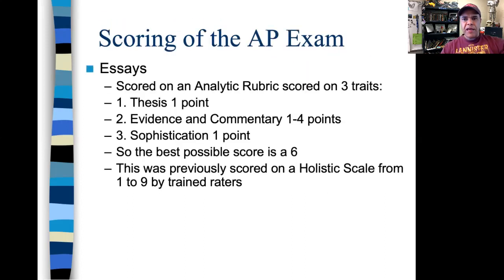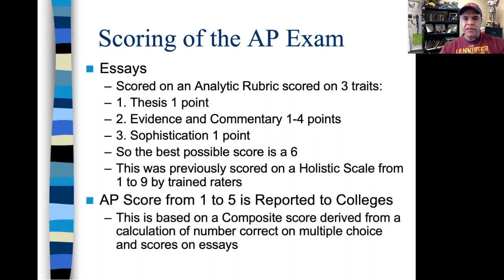The scoring of the exam has changed a little bit. It's based on these three traits. You get 1 point for having a thesis statement that's defendable or arguable, 1 to 4 points for evidence and commentary, and 1 point for sophistication. The essay total score is 6 points, whereas in the past, essays have been scored from 1 to 9. I think this has made the scoring of the test a little bit easier than it has been in the past.